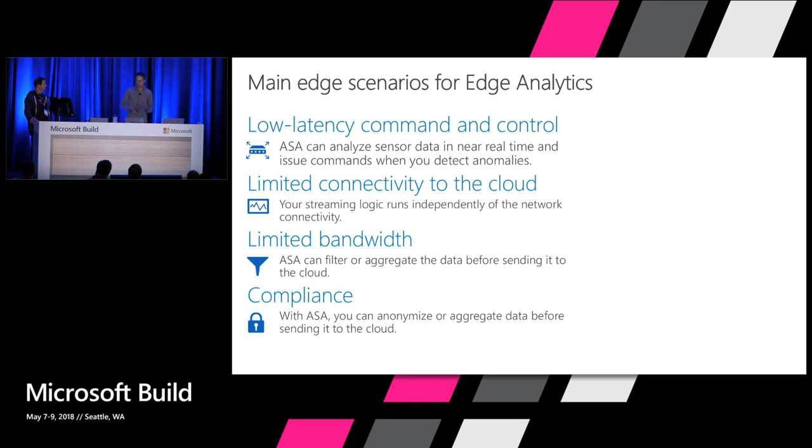And the last one, but not the least, especially with GDPR and all the requirements, is compliance. With stream analytics, you can anonymize or aggregate the data before sending it to the cloud. So you can remove any personal identification or aggregate across many users. So basically, you are not sending any PI to the cloud. And all of this can be used with the SQL language I showed before and all the different things we showed for stream analytics.